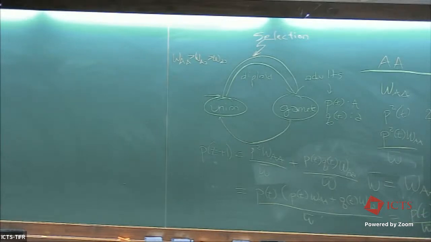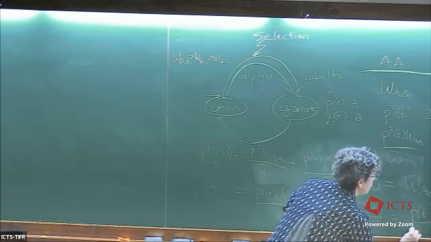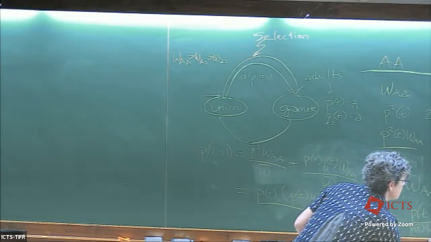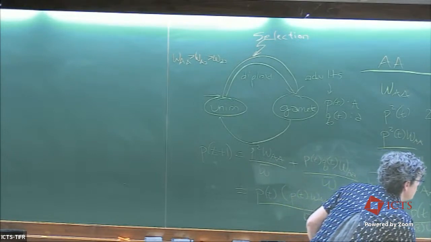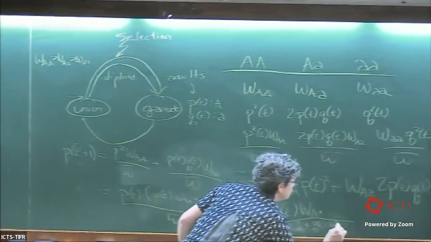This marginal fitness is going to change over time because the P's and the Q's that compose it are going to change over time. But at any one generation, you can measure this average or marginal fitness. And if you did the same on the denominator, what you would find is that you would have P of T times the marginal fitness of the big A allele plus Q of T times the marginal fitness of the little a allele.